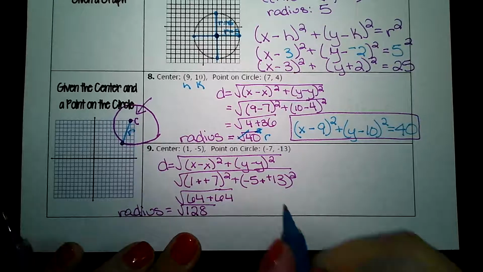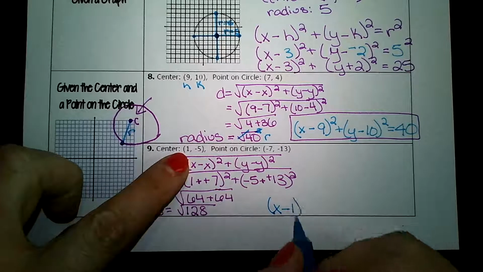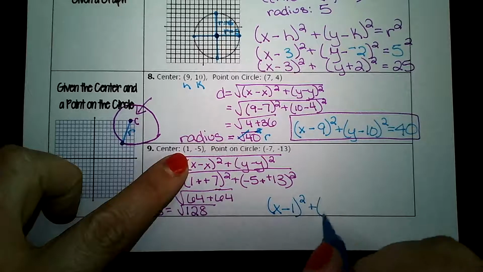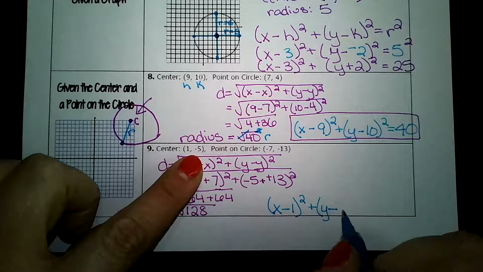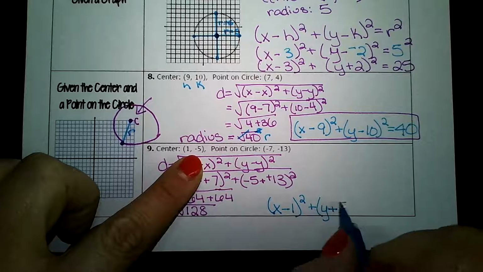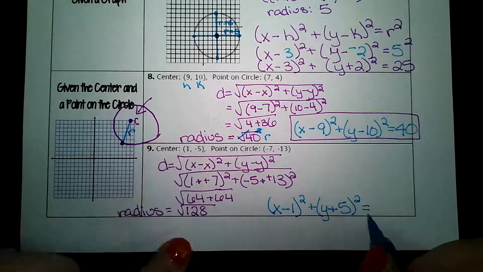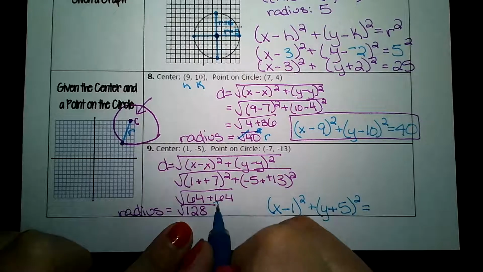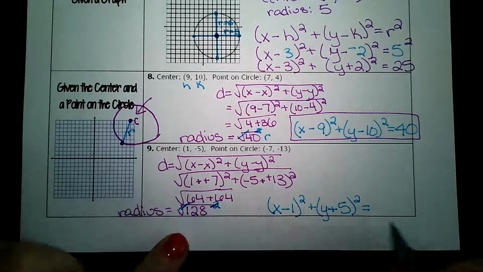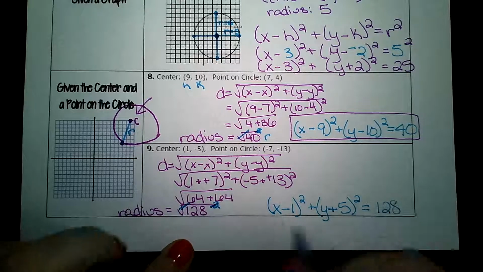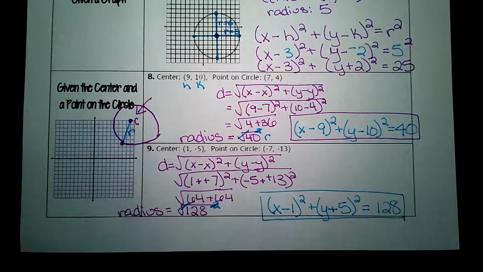Now I can put together my formula. x minus the h value of 1, squared, plus y minus the k value of -5, so minus a negative is plus a positive, squared, equals my radius squared. Here the radius squared would be a square root being squared. It would drop off that square root sign and leave me with 128.